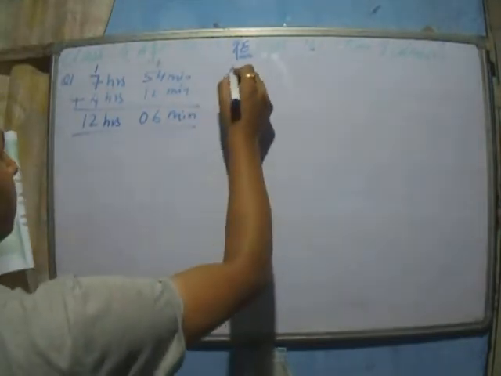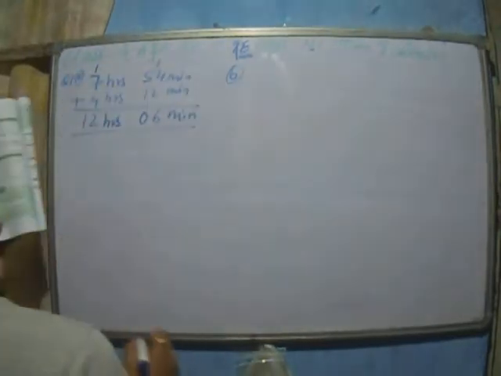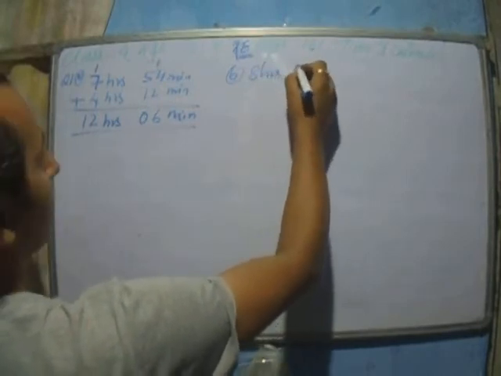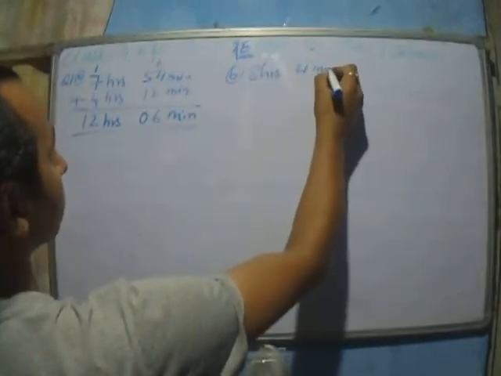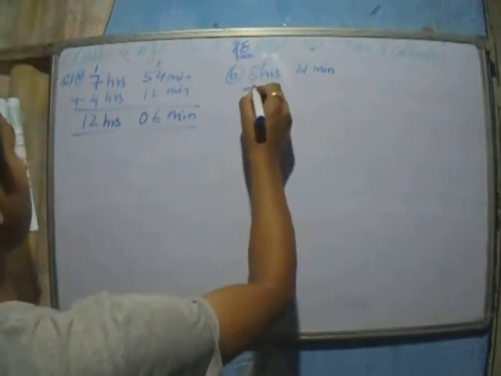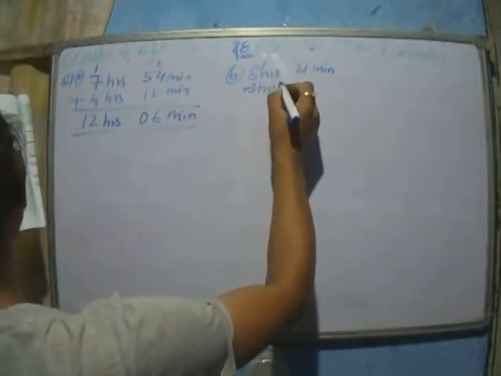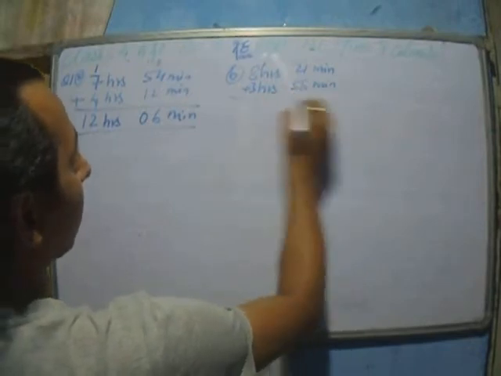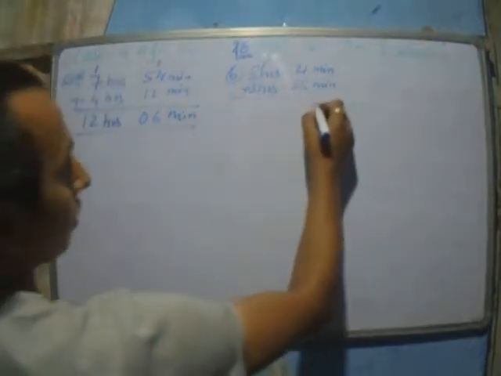Like that, number B: 8 hours 21 minutes. Next one is 3 hours 55 minutes. Again, like that, the minutes remain.